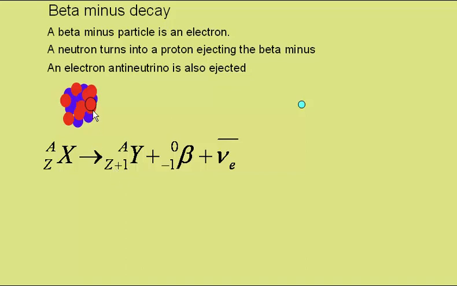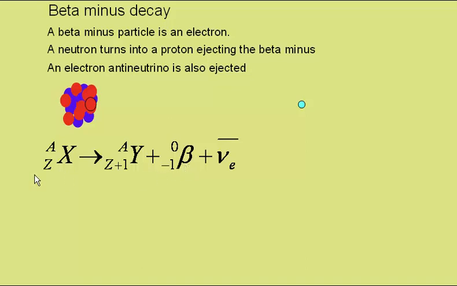However, a neutron was included in the nucleon number. This proton is now included in the nucleon number, so the nucleon number A does not change in going from parent to daughter. The beta minus particle we can represent with the Greek letter beta, or it's sometimes just represented with a lowercase e for electron.